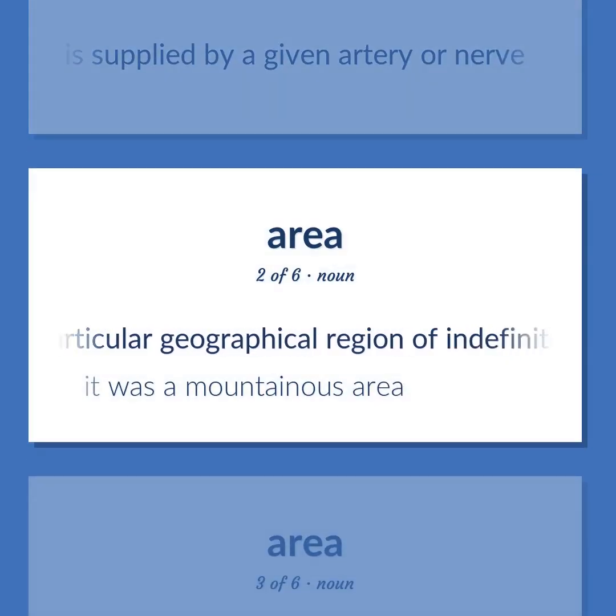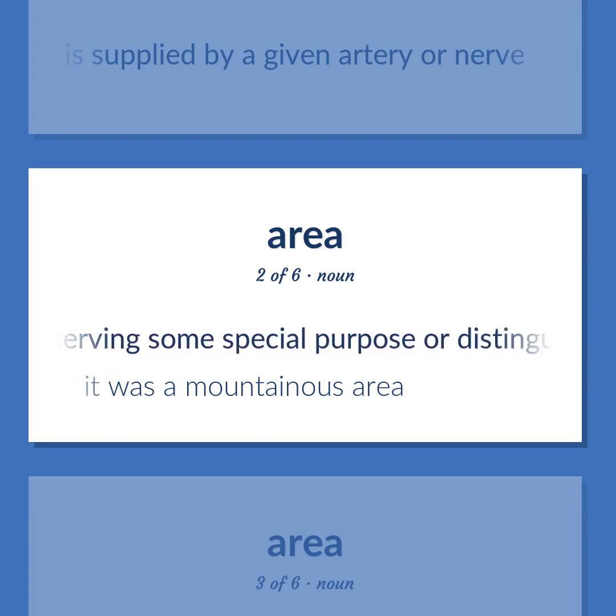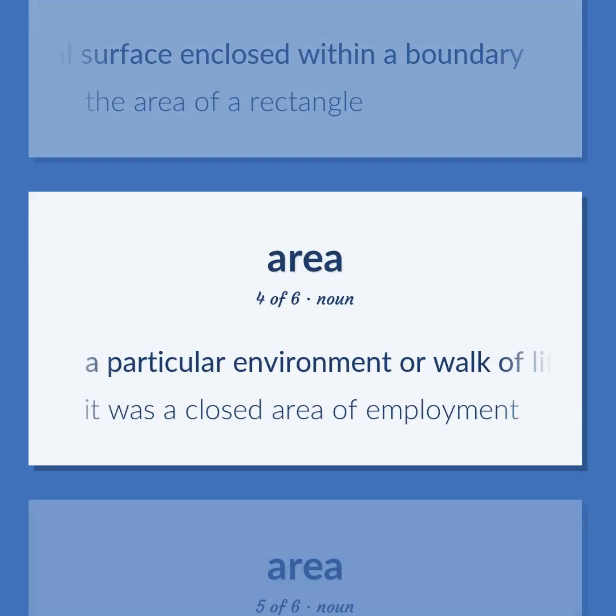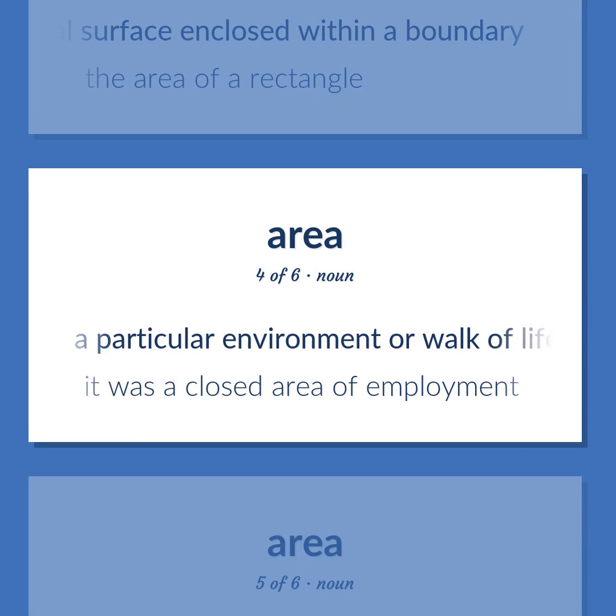A particular geographical region of indefinite boundary, usually serving some special purpose or distinguished by its people or culture or geography. It was a mountainous area. The extent of a 2-dimensional surface enclosed within a boundary. The area of a rectangle. A particular environment or walk of life. It was a closed area of employment.